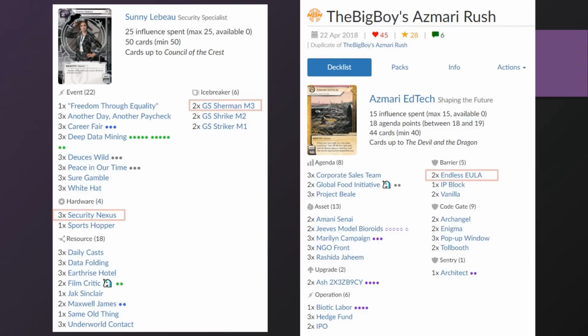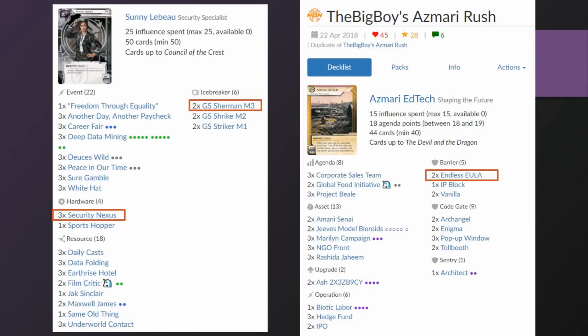For one, we have good breakers against Endless Eula. Remember in the Endless Eula Successful Demo, we talked about how there were very few breakers out there that deal with it well. Guess what? We have two nice solutions to that. Sherman obviously crushes Endless Eula when it's out. 2 credits to break the 6 rez cost ice, that's a good trade. And even if you don't have the Sherman yet, Security Nexus allows you to save a lot of money by bypassing the Eula.